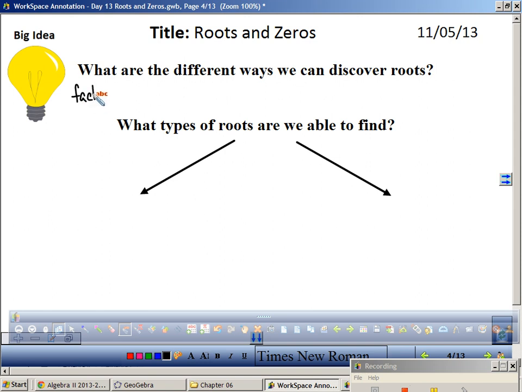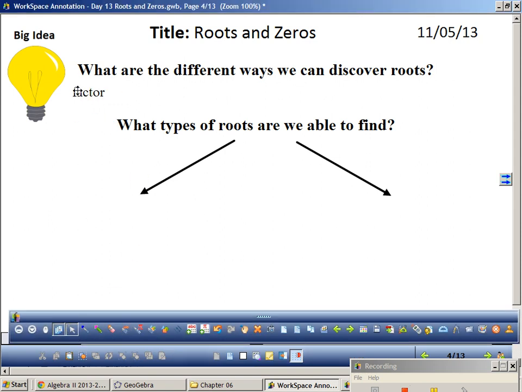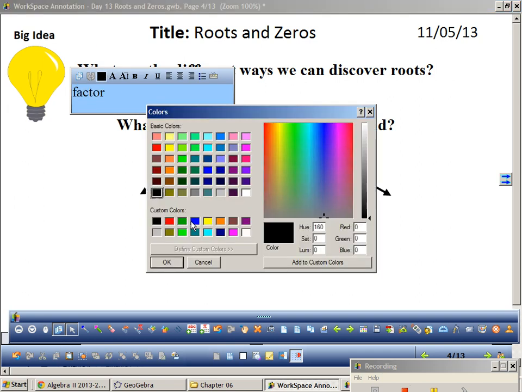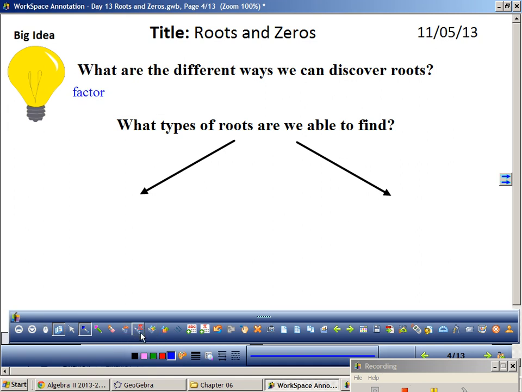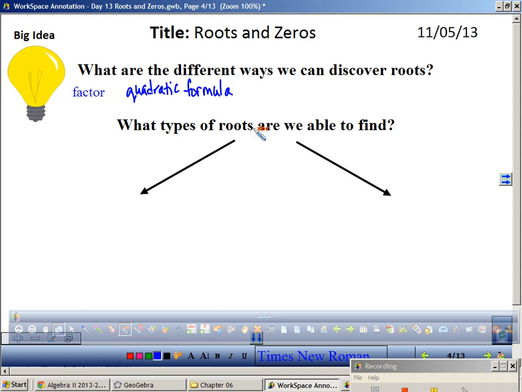Factor. You can factor. Actually, I want this in blue. All right. What else can we do? Quadratic formula. Give me another one. Graphing. I think grouping goes along with factoring, but you're right, grouping. Completing the square. You guys have learned a lot this year, huh? Completing the square. What else?